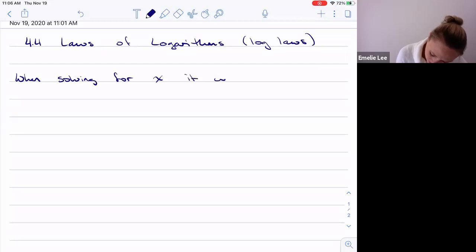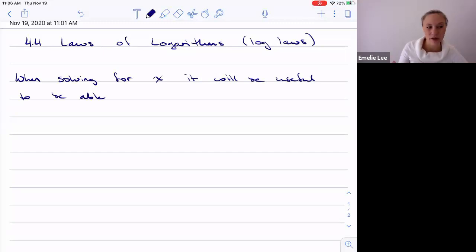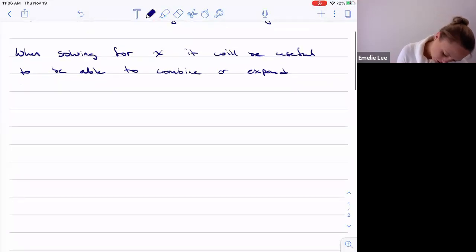When solving for x, it will be useful to be able to combine or expand logarithmic equations.